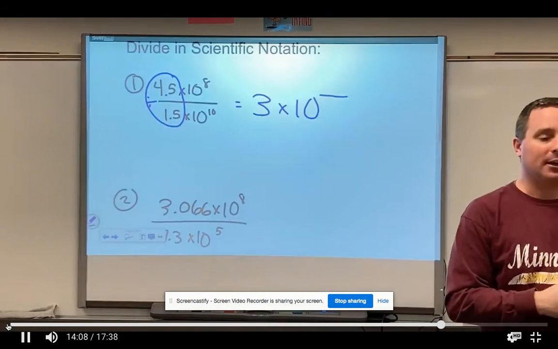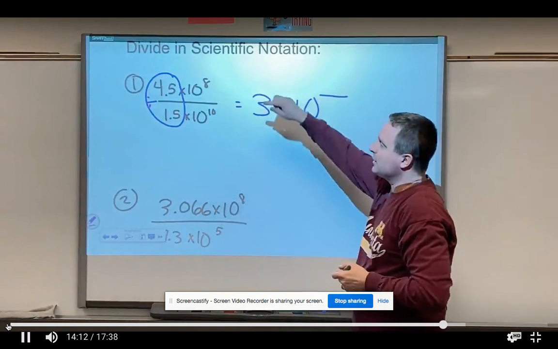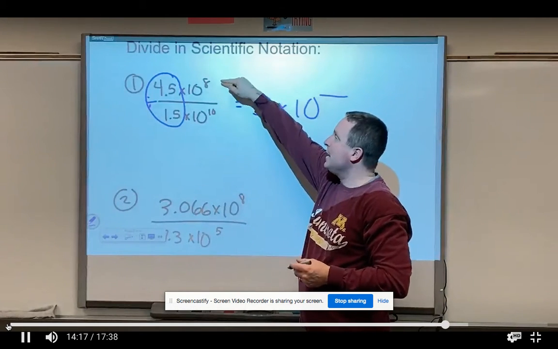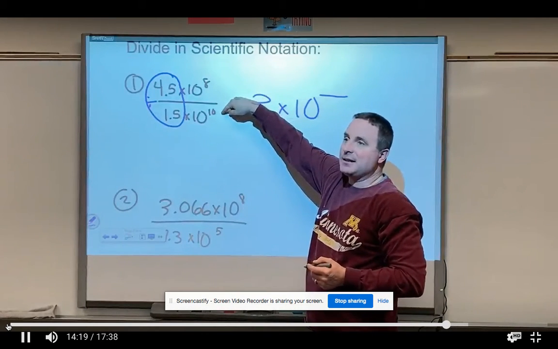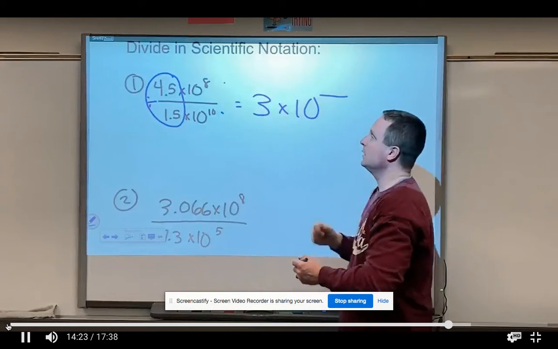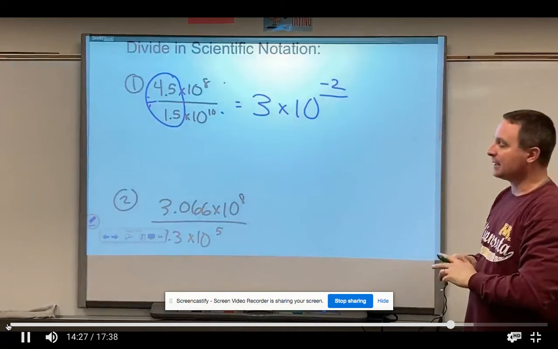Well, also, like we talked about a few days back when we did these properties of exponents, if I have some on the top and I have some on the bottom, I subtract them. 8 minus 10, it's always the top minus the bottom. 8 minus 10 is negative 2. So I get the negative second power. 3 times 10 to the negative second.